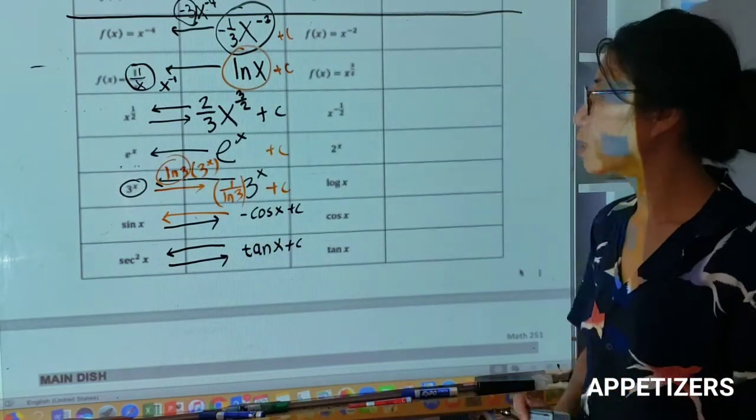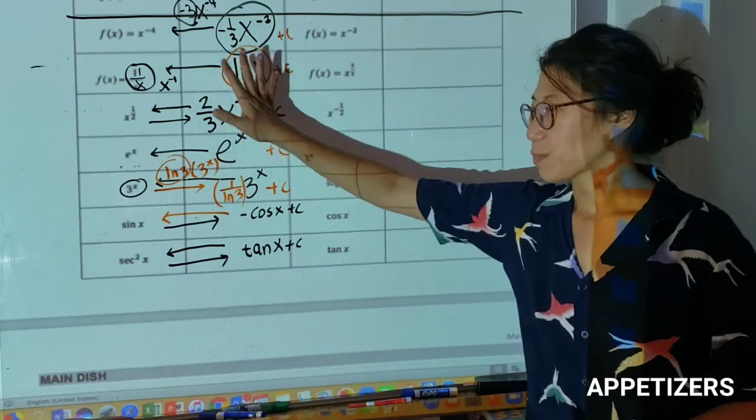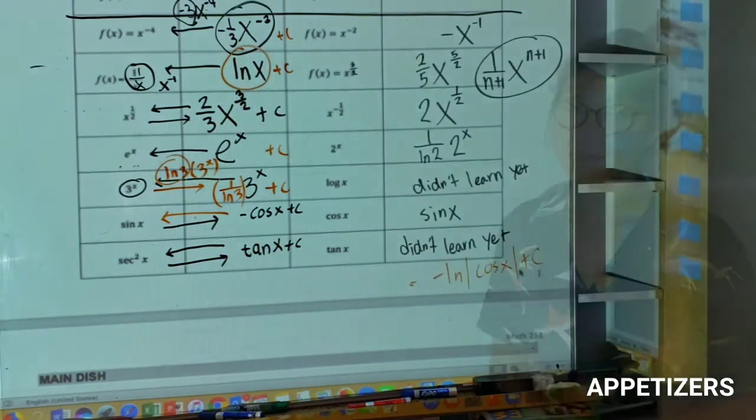Now there are 7 of them. Pause it and try. And there's some hint here, so keep trying.